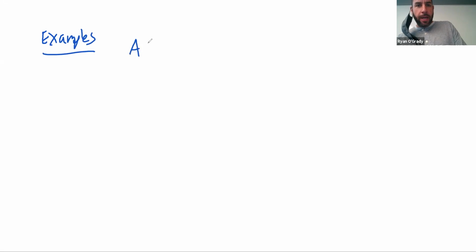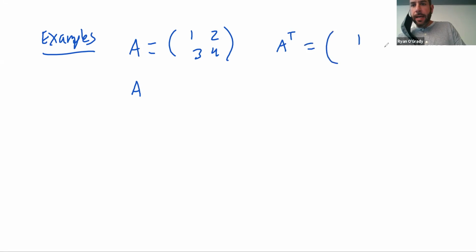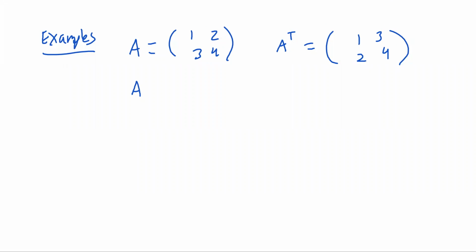So suppose A is this square matrix, 1, 2, 3, 4. What's A transpose? We'll do it over here. For its transpose, you leave the diagonals alone and you flip-flop the off-diagonal elements. So let's look at another one.